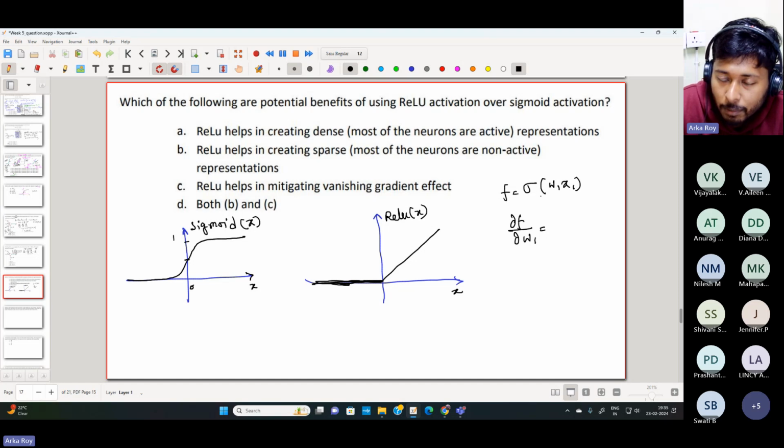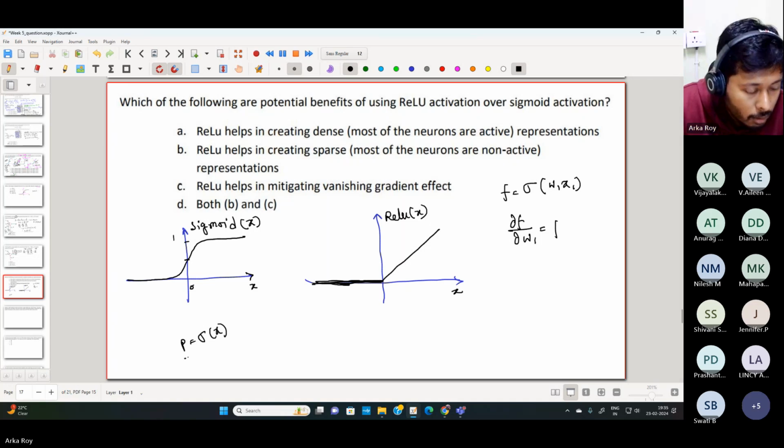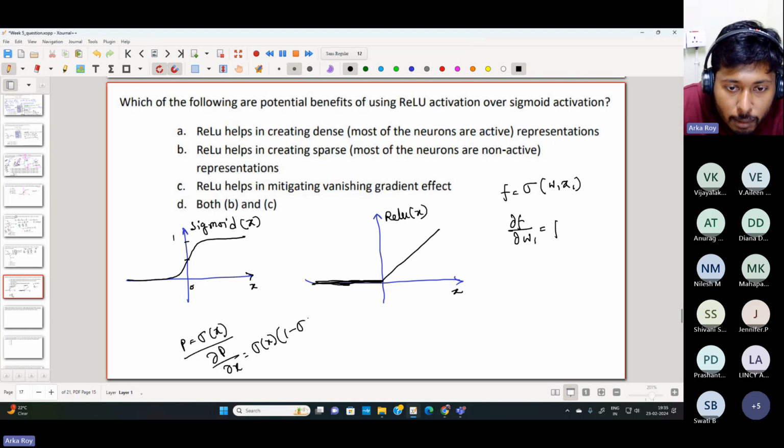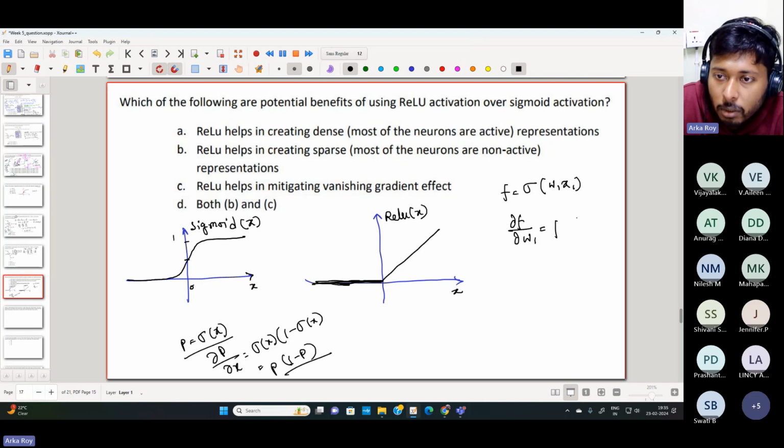That means you have to write it like this. For example, if you write P equals sigma of X, and then you take the derivative, it will be sigma of X into 1 minus sigma of X. So you can write it as P into 1 minus P. By that same logic, it will be F into 1 minus F, and then multiplied by X1.